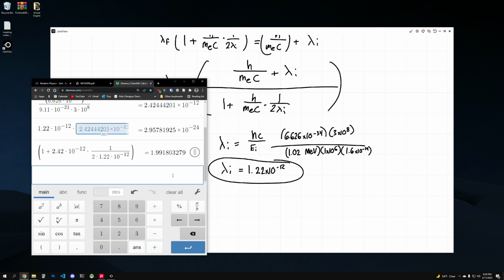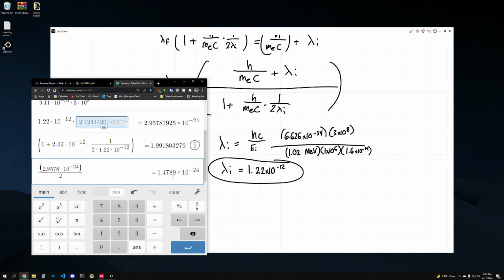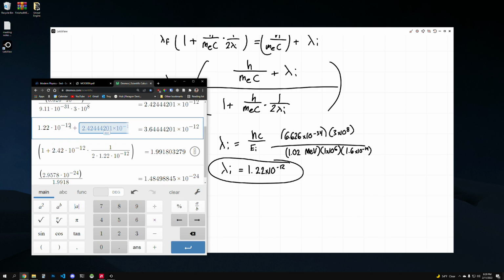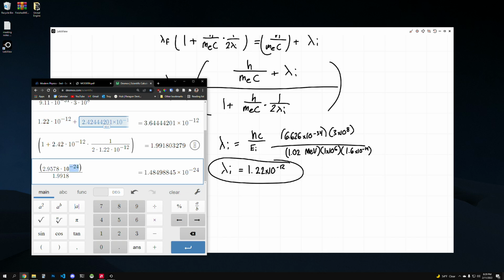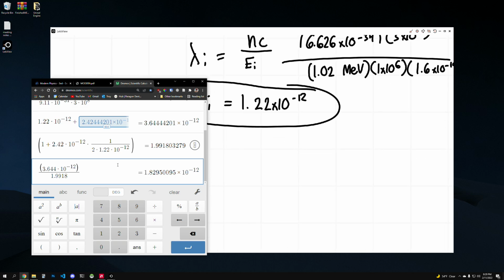And so if we divide the 2.9578 times 10 to the negative 24 divided by 2, I think we did something wrong. 1 over 1.22, let's multiply it out, 1 plus, oh, so this was not a multiplication sign, this is a plus sign, right? We're adding this h over mec term plus that, so this term is not 2.99, it's 3.644 times 10 to the negative 12, and so we get a lambda final of 1.8295 times 10 to the negative 12 meters.